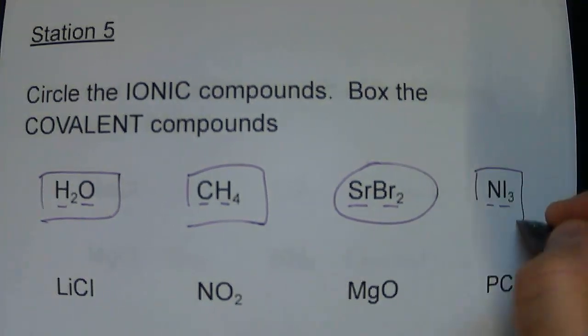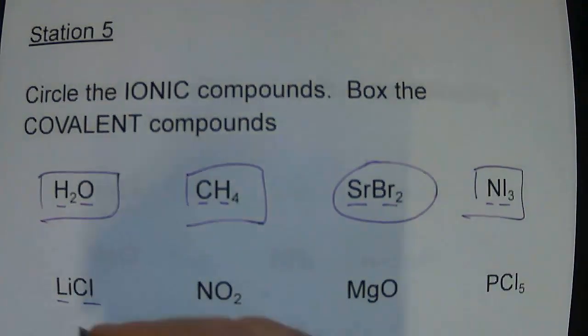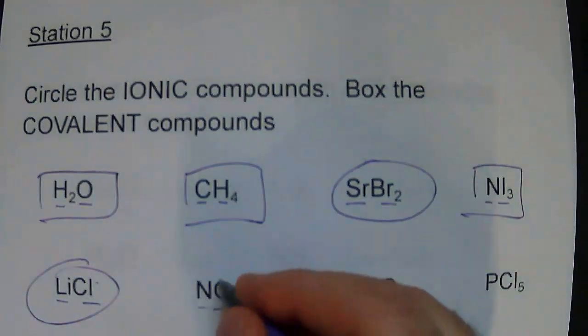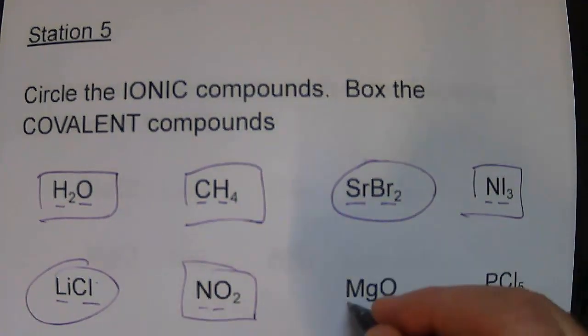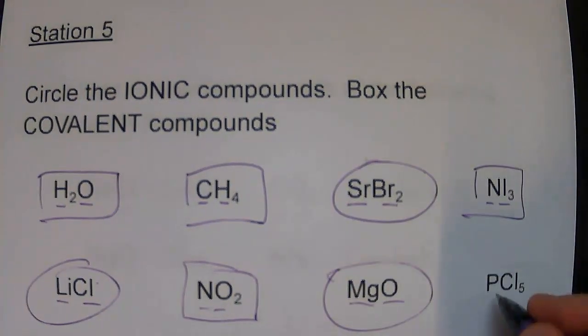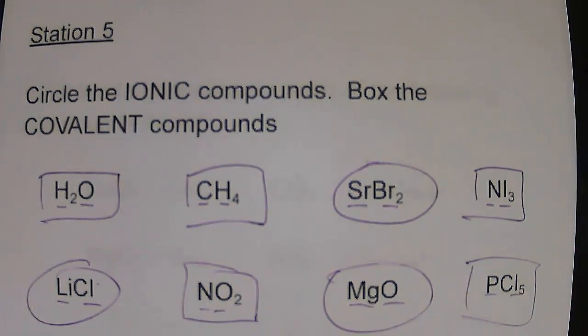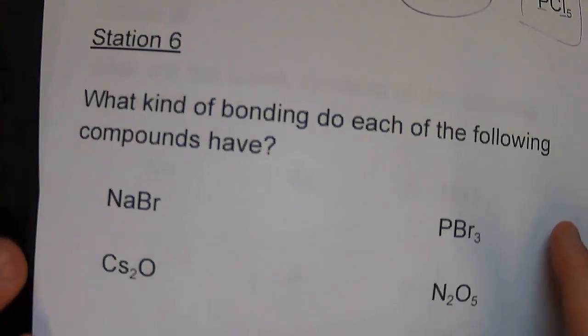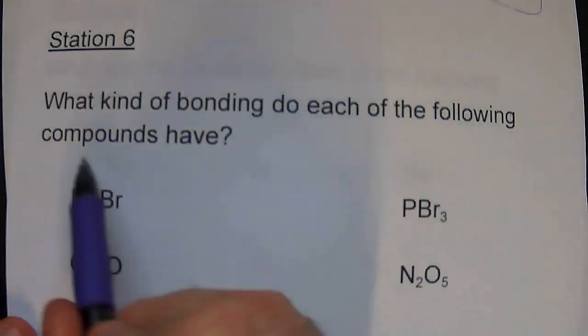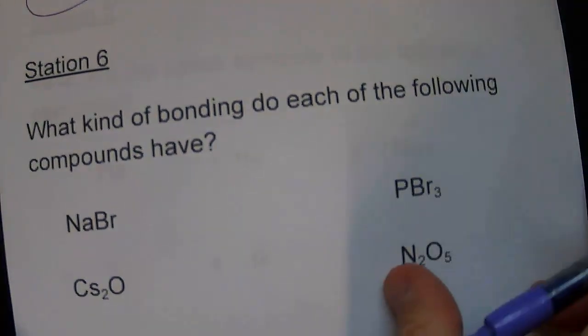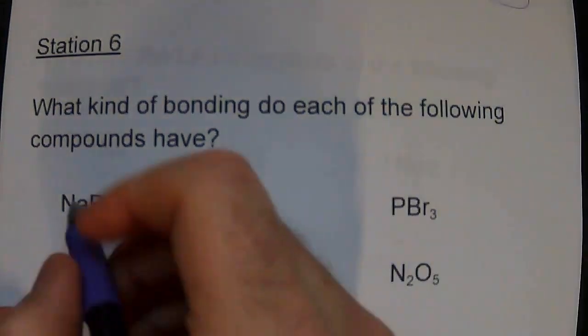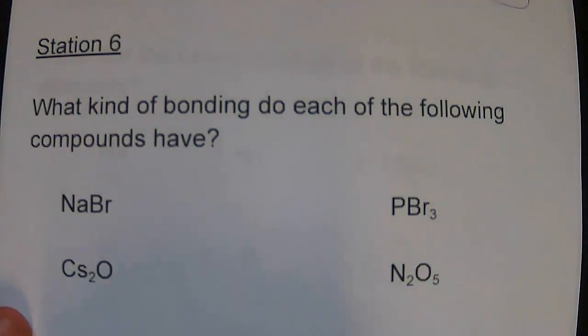Again, two nonmetals, box. Metal, nonmetal, circle. Two nonmetals, box. Metal and a nonmetal, circle. Two nonmetals, box. Okay, so it's literally those definitions that we went over in class. And then last, but certainly not least, it says what kind of bonding do each of the compounds have. So again, you can see the overwhelming theme is to make sure that we identify metals and nonmetals.